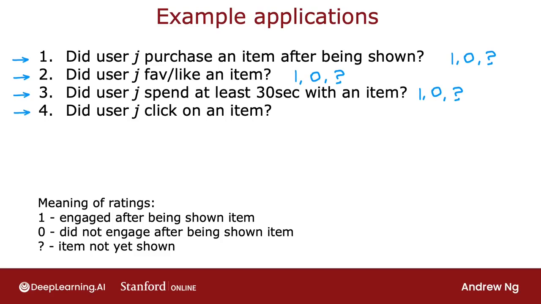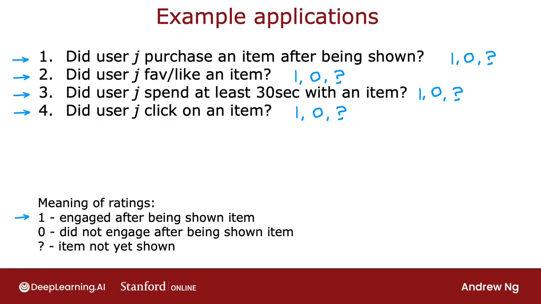Another way to generate a rating implicitly as a function of user behavior is to see whether the user clicked on an item. This is often done in online advertising, where if the user has been shown an ad and they clicked on it, assign it a label 1. If they did not click, assign it a label 0. And the question mark refers to the user not having been shown that ad in the first place. So often, these binary labels will have a rough meaning as follows. A label of 1 means that the user engaged after being shown an item.